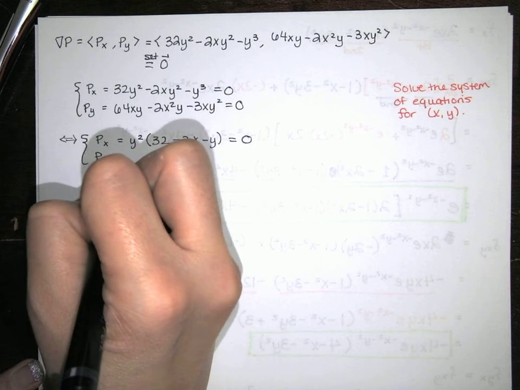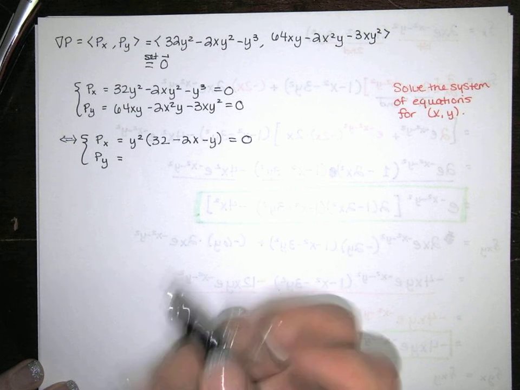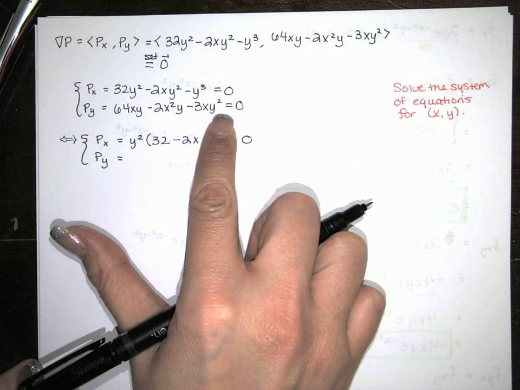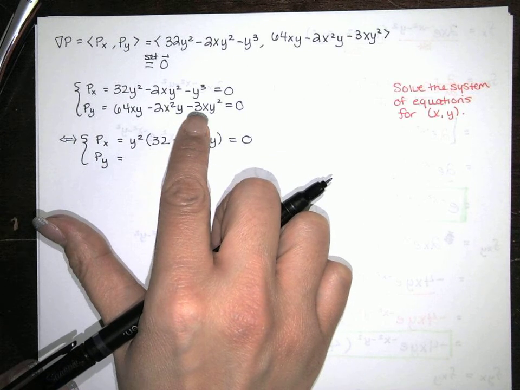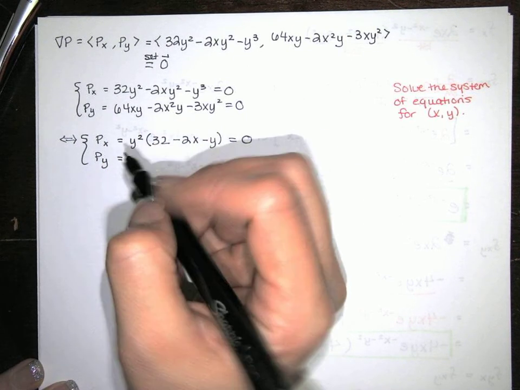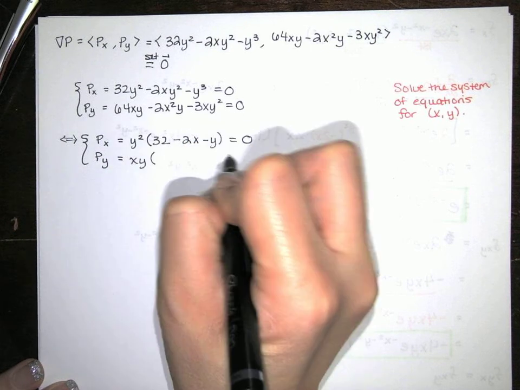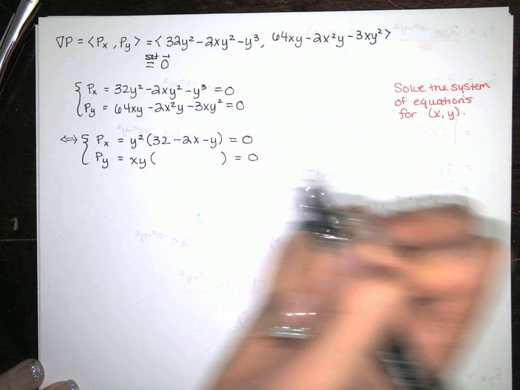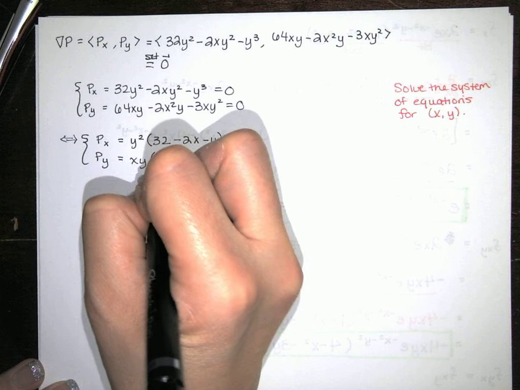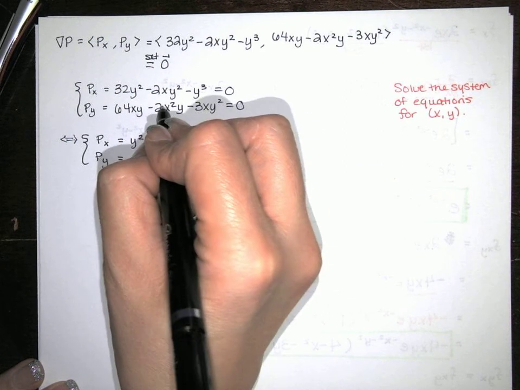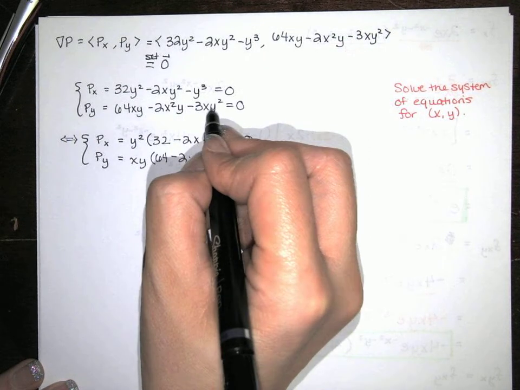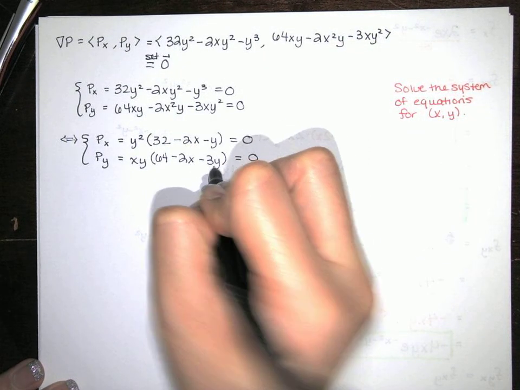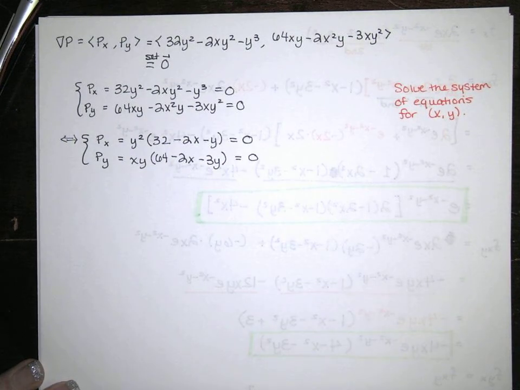And then let's look at partial of p with respect to y and see how that factors. Do these guys have anything in common? Well, they all have an x. They all have a y. So let's factor out an xy. They've got xy down here. And xy times 64 gives me my first term. Xy times a negative 2x gives me my second. And xy times a negative 3y gives me my third. Okay, so these are the factored forms of those partials up there.